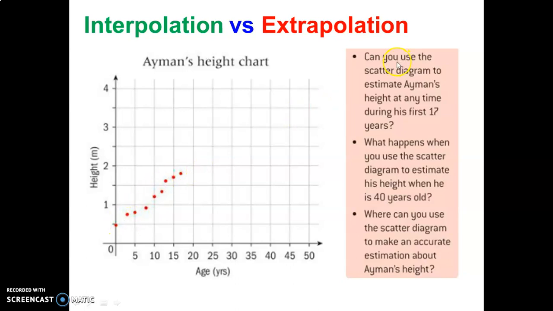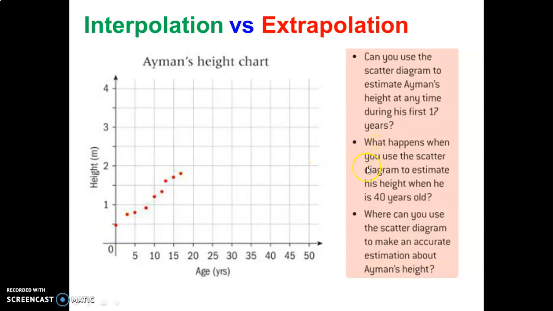Okay, three questions you will answer. Number 1, can you use the scatter diagram to estimate Aemon's height at any time during his first 17 years? The answer to that is definitely. These points definitely have a strong linear correlation, so if we make a line of best fit, that line can then be used to find a height anywhere in there. Once you have an equation, you can just input an age into the equation and it'll give you a height, and that height will be very close to the actual height because this is very much linear.